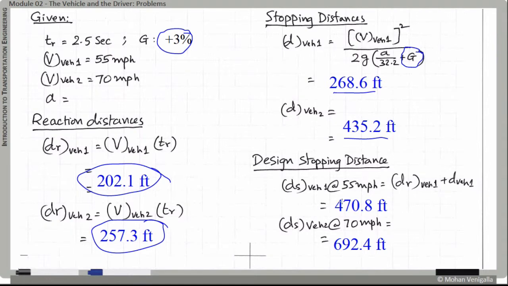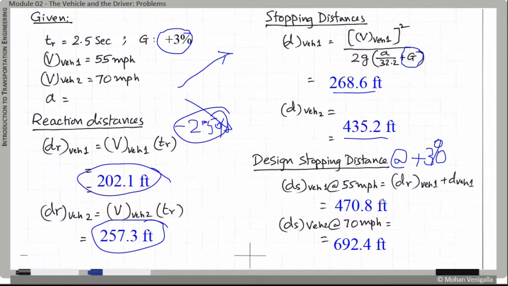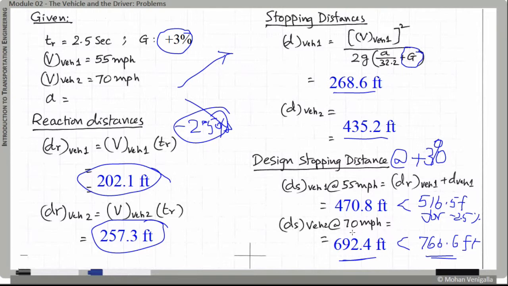And what we have is the design stopping distance at a slope of plus 3%. So with plus 3%, you would expect this design distance to be a little less than the one on the downward slope. If 3% is going up, minus 2.5%, which we did earlier, is going down, so this one will have a higher stopping distance. So we had earlier 516.5 feet for the minus 2.5% grade. Same thing for 70 miles per hour, you have 766.6 feet. So this is how you get the picture of what happens when the grade is positive versus when the grade is negative. Downward slope requires higher stopping sight distance.